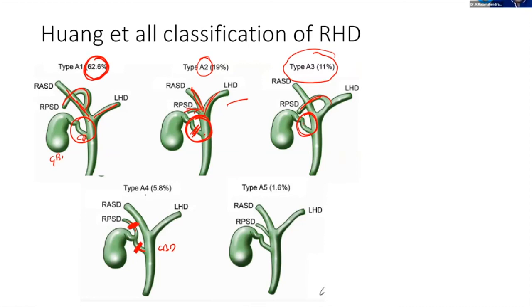So in type A4, 5.8% is a dangerous anomaly. We think this is a cystic duct and we put a clip here. Or sometimes even during surgery, you'll think it is a CBD. So when there is more than one duct entering towards the gallbladder, you should always be very careful. Now you can understand why I'm telling you always to put a clip close to the gallbladder.